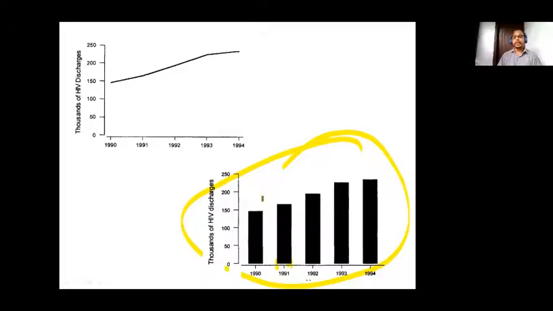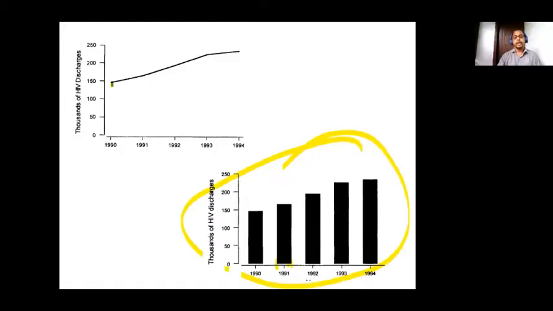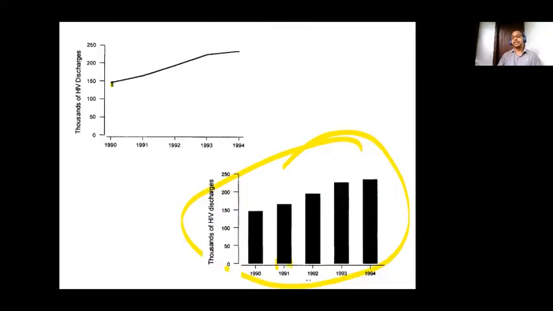A line graph is very similar to this, but what we do is mark 146 against the year 1990 and 165 against 1991, etc. These points are marked and joined by straight line segments. Okay, this is the end of this video.